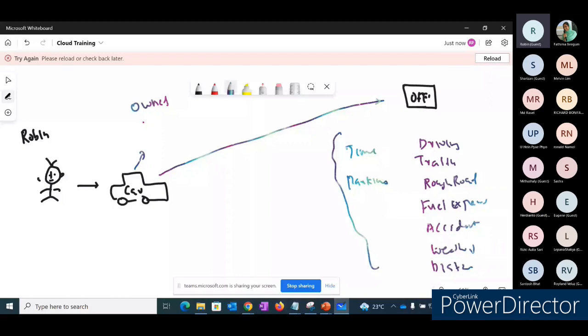Okay, now let's come back to this car scenario. In this scenario, Robin owns the car, so all these concerns we have. This is the kind of technology you face on-prem. Compare this car scenario with on-premises technology. In on-premises technology, like your car, all the assets are owned by you, right? You're agreeing with this point, right?